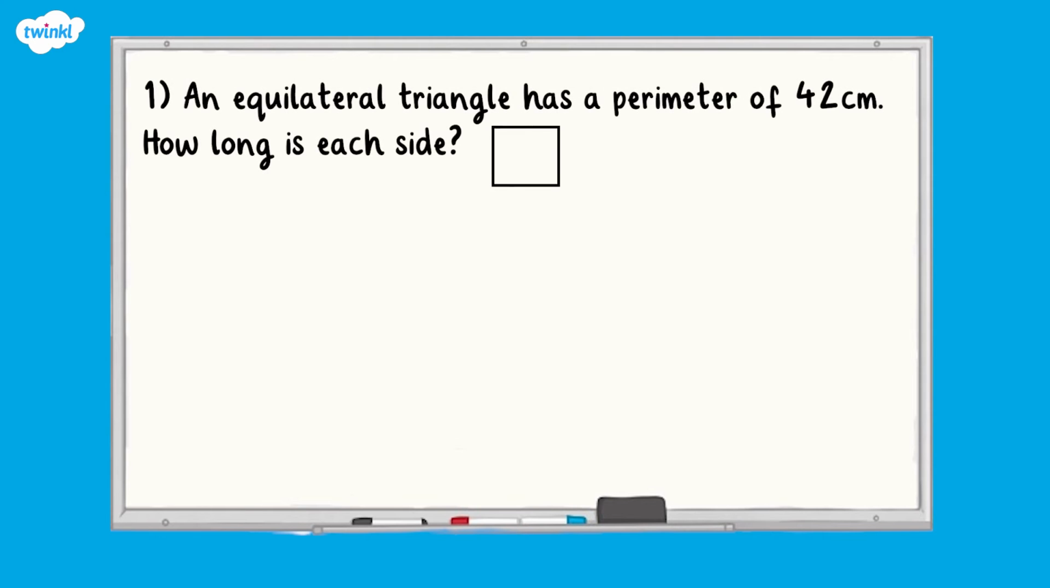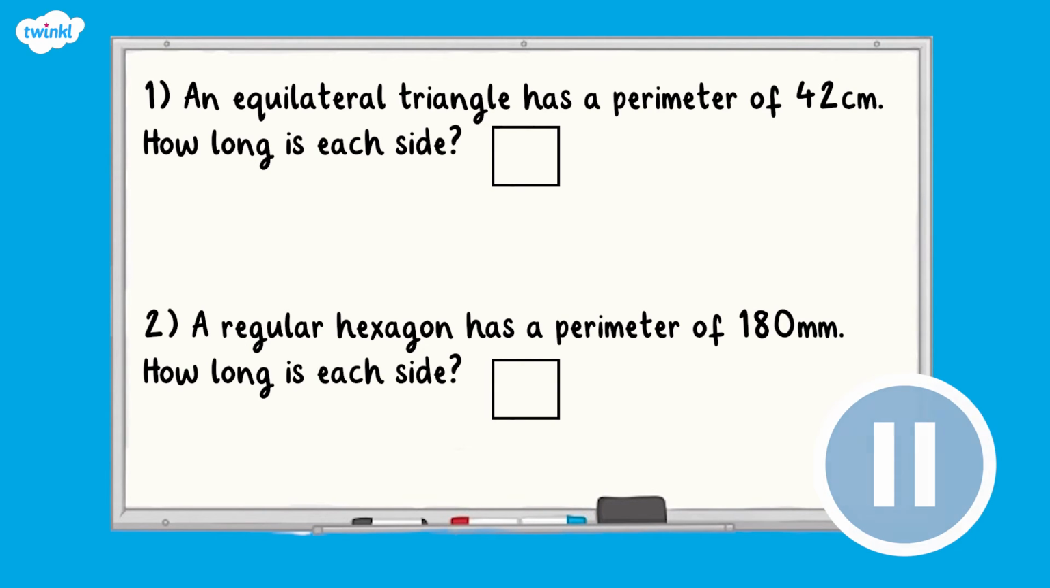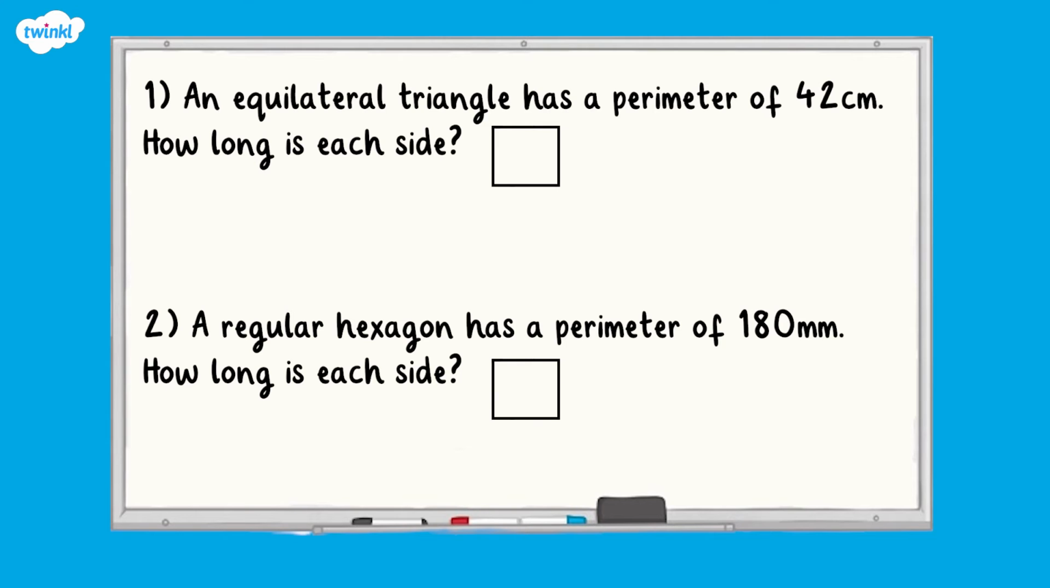Let's try to use this strategy to answer some questions. Question 1. An equilateral triangle has a perimeter of 42 centimeters. How long is each side? Question 2. A regular hexagon has a perimeter of 180 millimeters. How long is each side? Here are the answers. The length of each side of the equilateral triangle is 14 centimeters, and the length of each side of the regular hexagon is 30 millimeters.